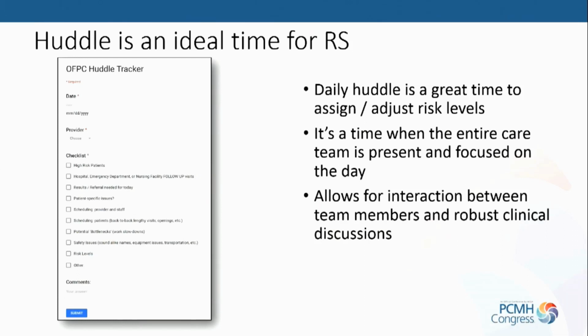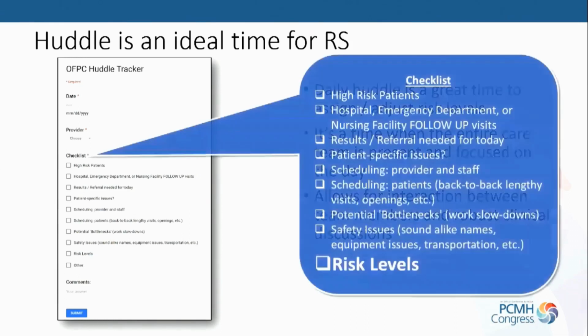So in my office, we have a checklist that we do for our huddles. Just like when you were flying out here, the pilot had a checklist of how to fly an airplane. We'd go through a checklist every day, every huddle. And the last item on the checklist: risk levels. So we have to do it. That's part of our huddle. And we've gotten to the point now where not doing risk stratification feels weird.